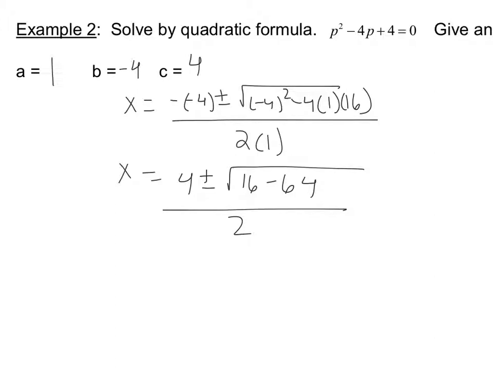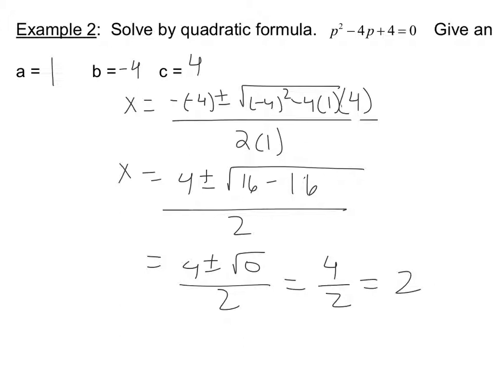Oh wait, hold on. That's not 16. Whoop, that's a 4. Bad mistake, Mr. McCaw. So it's 16 minus 16. So you have 4 plus or minus the square root of 0 over 2, which would just be 4 over 2, which is 2. So there we go. Let's take a look at some more.